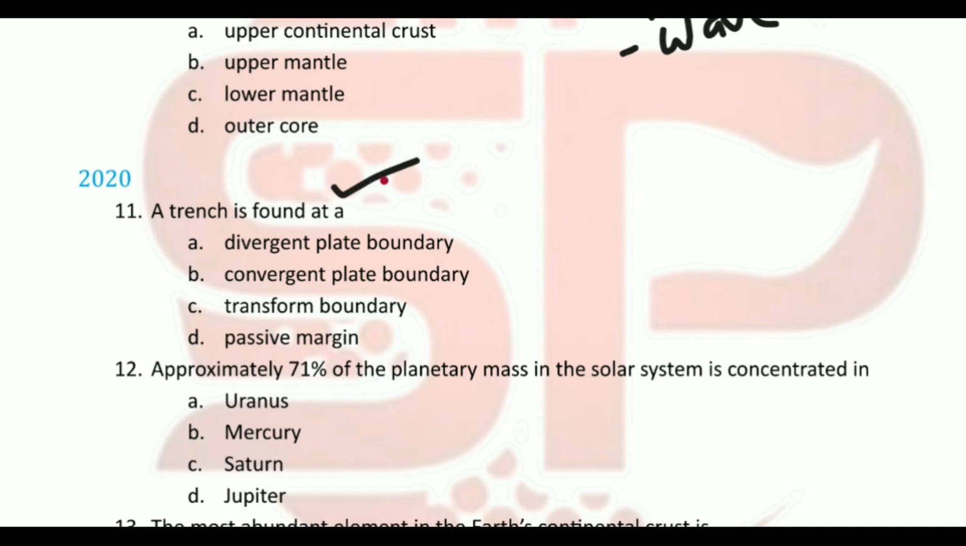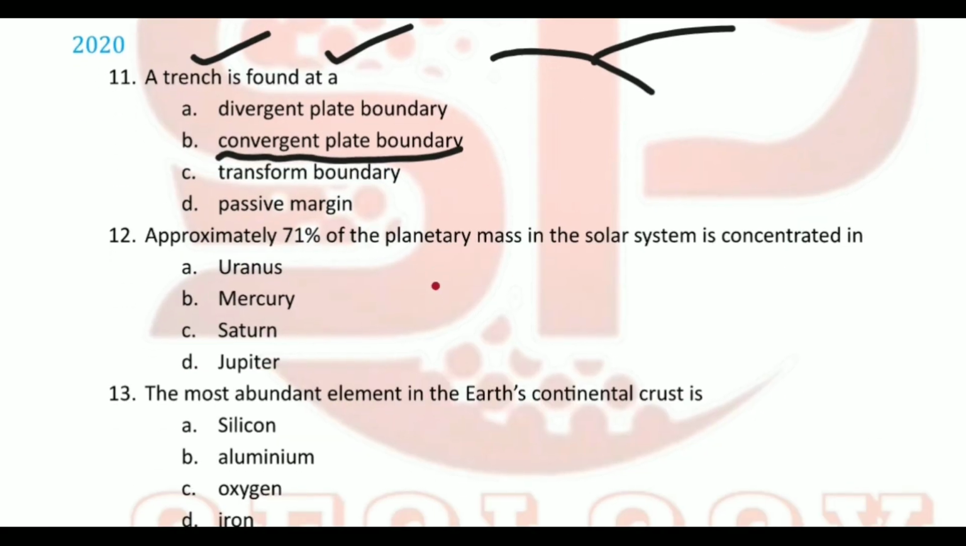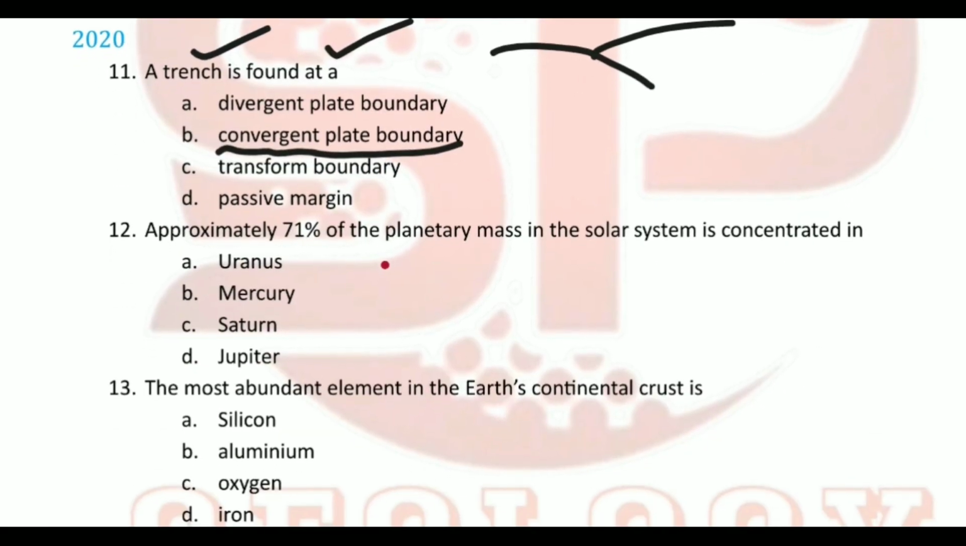A trench is a characteristic feature of convergent plate boundary. So at convergent plate boundary you will find trench. Then approximately 71% of the planetary mass in the solar system is concentrated in Jupiter. It is the biggest planet in the solar system.